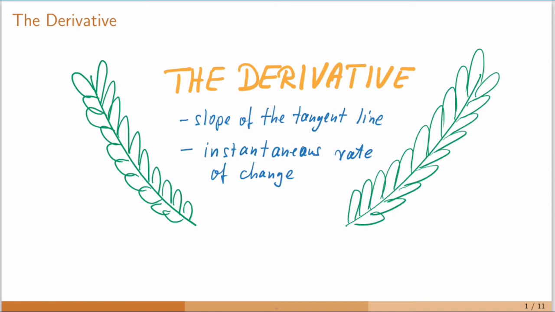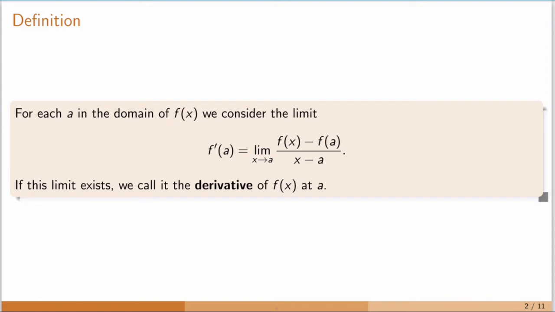So consider a function f of x, and then for each point a in the domain of f, we consider a certain limit. And the limit is x goes to a, f of x minus f of a divided by x minus a. And if this limit exists and is a finite number, then we call this limit f prime at a, which we then call the derivative of f at a.